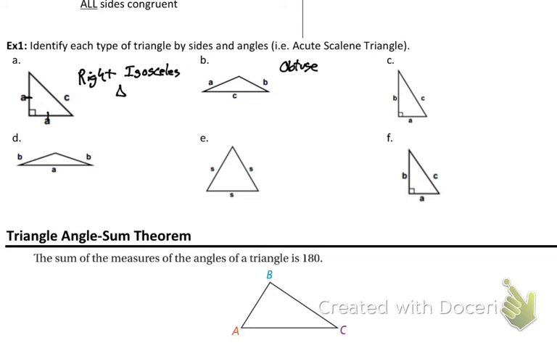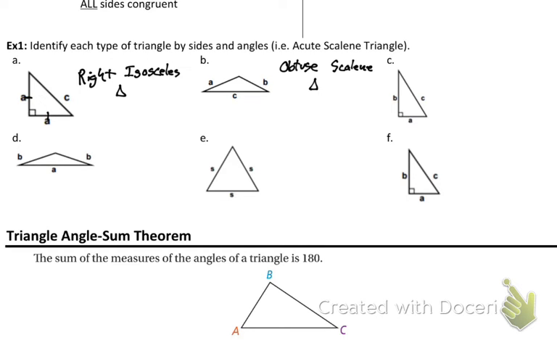And Key, based upon the sides, what would the name be for sides? It would be a scalene. It's obtuse because we have one obtuse angle. It's scalene because I use three different letters, which means there's three different sides. So it's going to be a scalene obtuse scalene triangle.